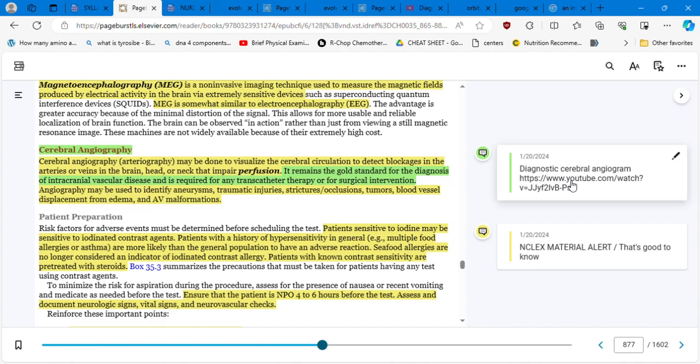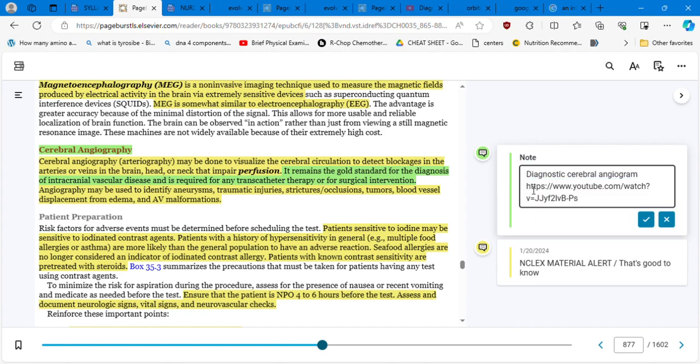So let's see how the cerebral angiogram is done. Okay, let's watch this video.